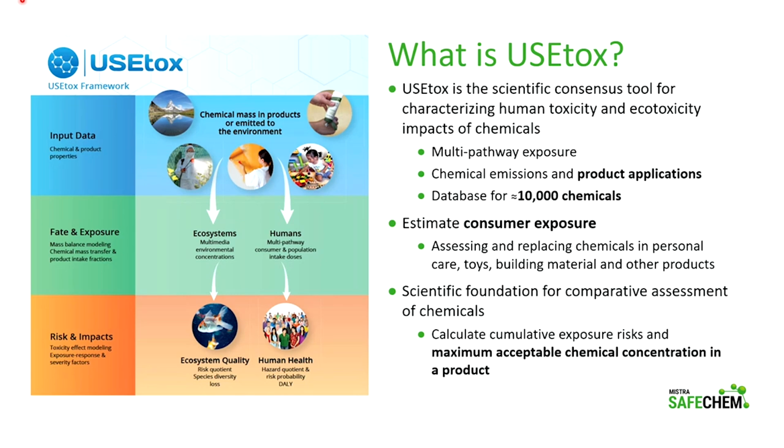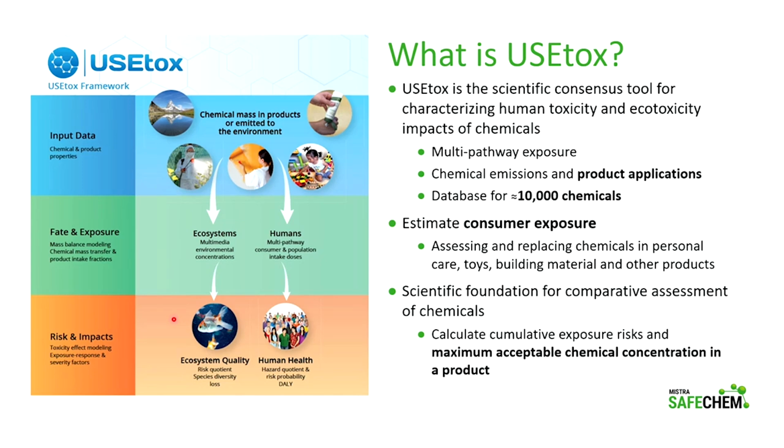And it comes with a large database, now almost 10,000 chemicals, which was expanded from previously around 2,000 or 3,000 chemicals. So how USEtox assesses chemical impacts is that we provide input data in terms of either chemical mass in products or chemical mass emitted to the environment. And then it models different fate and exposure pathways and assesses how they distribute in the ecosystems and the humans. And then finally, we arrive at risk and impact measures for ecosystem quality and human health.